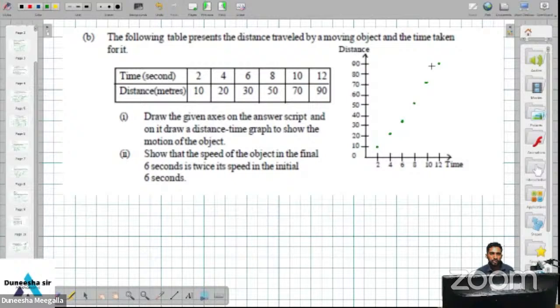Show that the speed of the object in the final 6 seconds is twice its initial speed. They are asking us to show that the speed is double the initial speed. How do we do that?